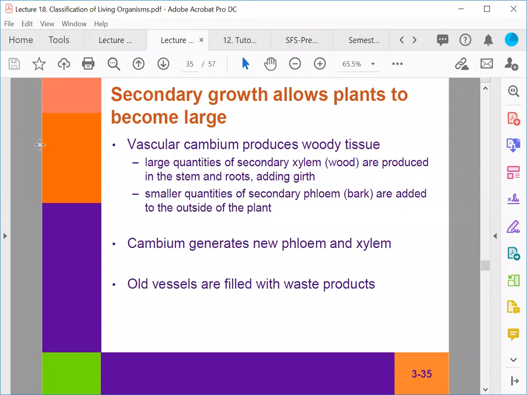Okay, everyone's familiar now with the concept of secondary growth, and secondary growth allows plants to become large. So remember, we're talking about that woody growth, and that arises from the presence of the vascular cambium, which produces woody tissue, and we won't go over that again, but that's shown there for your interest.